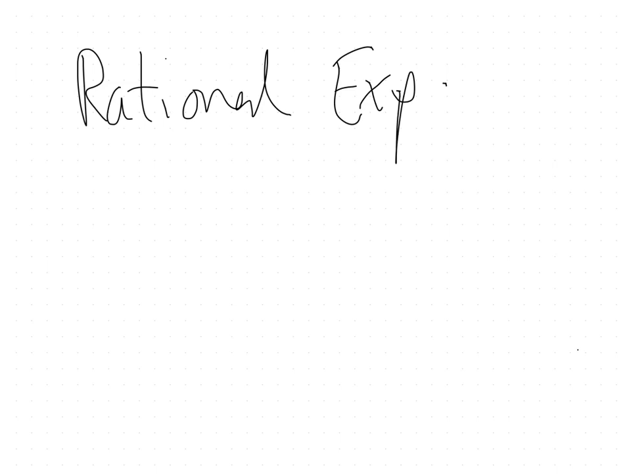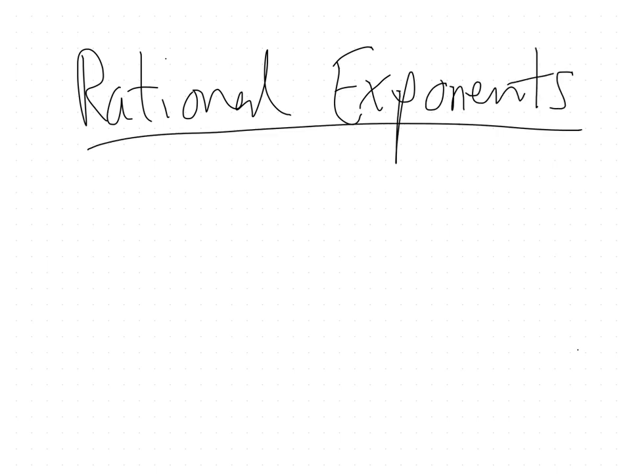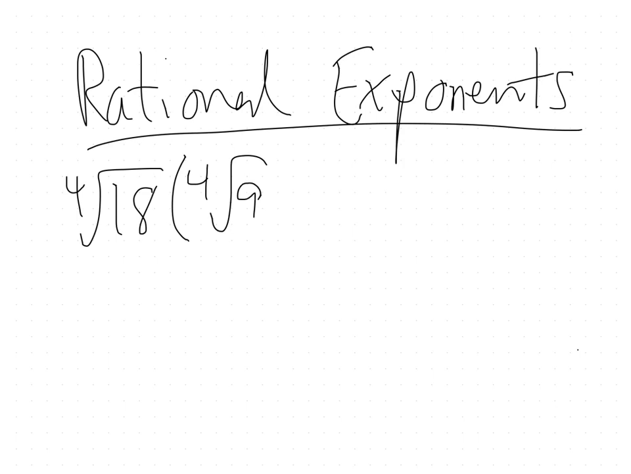Grade 11 Functions, Chapter 4, Section 4.3, Working with Rational Exponents. Okay, so let's start with an example. We have the fourth root of 18 multiplied by the fourth root of 9, all divided by the fourth root of 2.